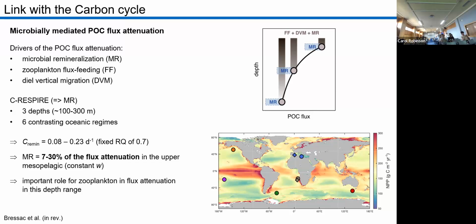This is important. And one of the conclusions of this study is that in the upper mesopelagic, zooplankton are a key player, a key degrader of the flux. But deeper in the water column, the microbes start to play a much more important role, even if in the upper mesopelagic they already play an important role. So it was an illustration of how we can get insights into the contribution of microbes to the carbon flux attenuation.